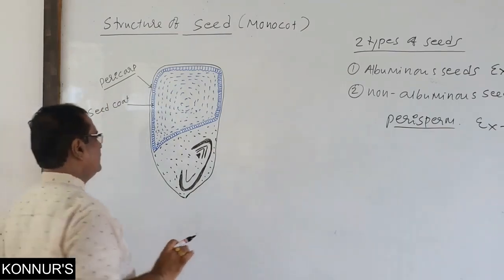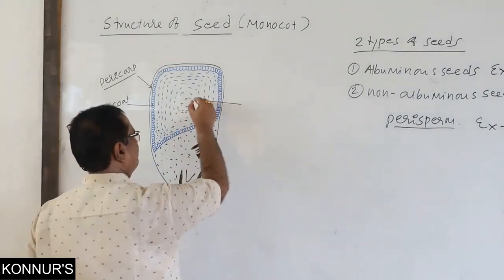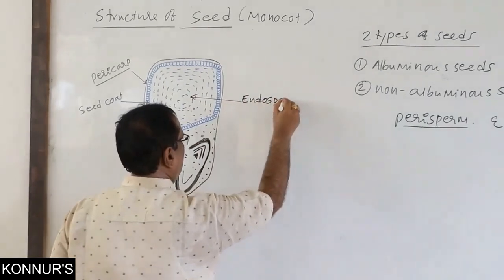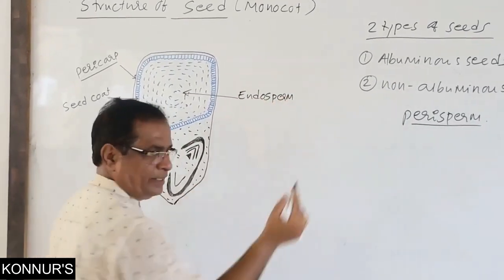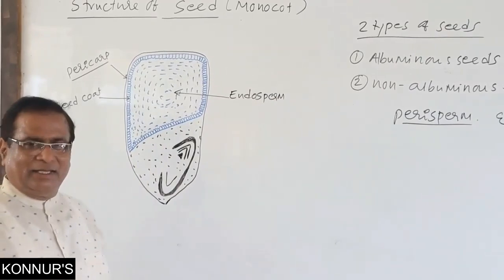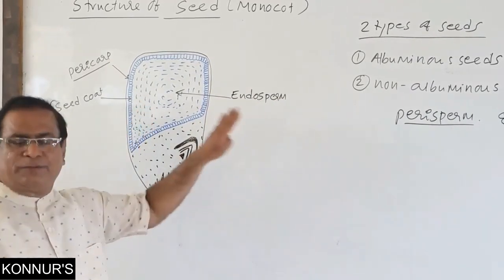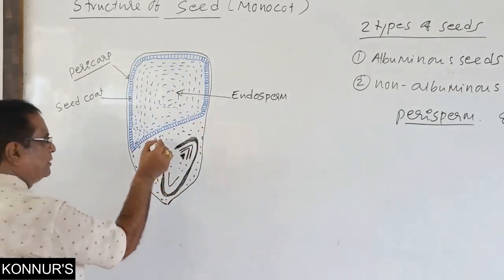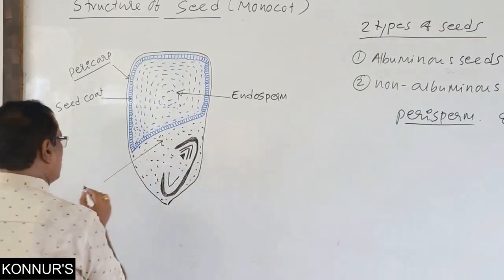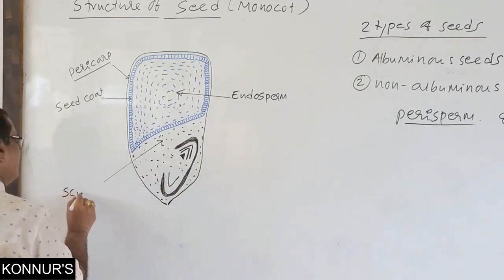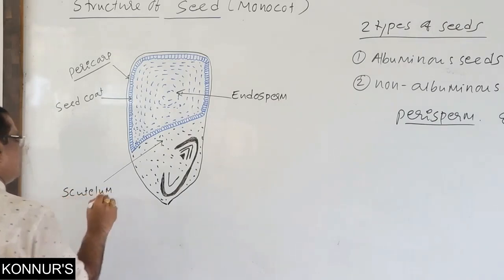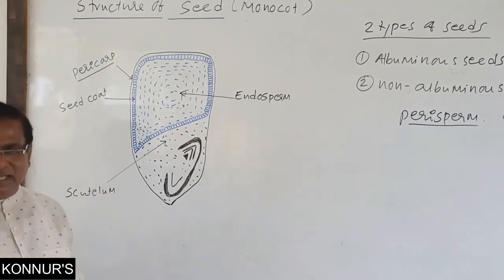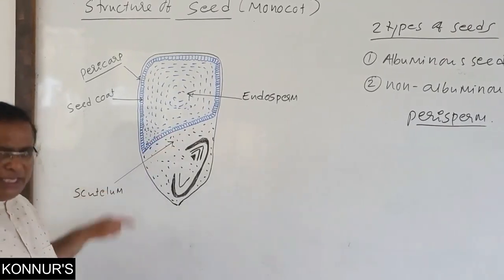And this is endosperm. As I have mentioned, cereals are albuminous seeds. They have retained endosperm. And then this part is a cotyledon, scutellum. There is a single cotyledon in monocot seeds, and that single cotyledon is named scutellum.